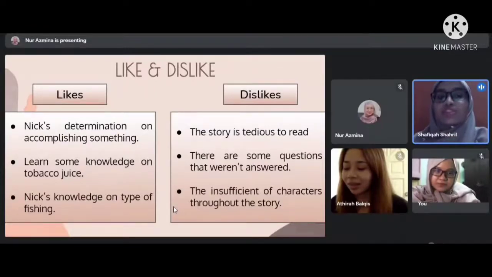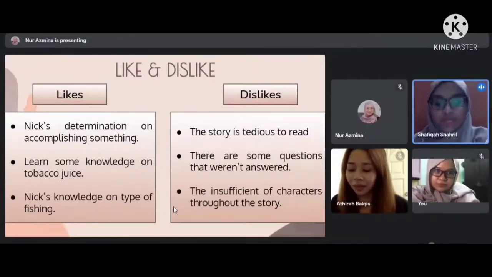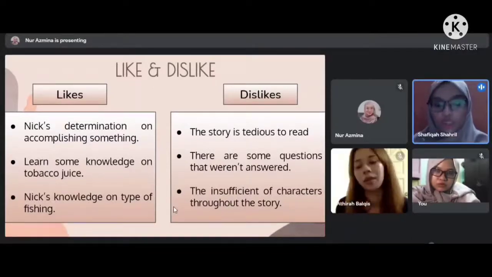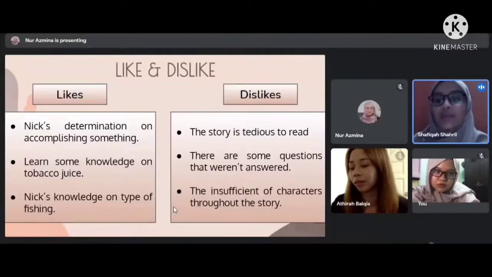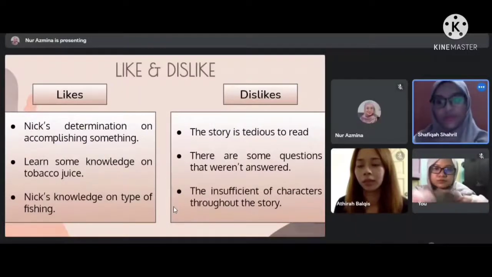Next is Nick Adams' knowledge on types of fishing. For instance, Nick's first catch is too small, so he removes the hook and throws it back. When we read on in the short story, we get to know that before he touches the trout, he wets his hand because he knows that if a trout is touched with a dry hand, white fungus attacks the unprotected spot. This emphasizes that Nick has knowledge on the types of fishing.